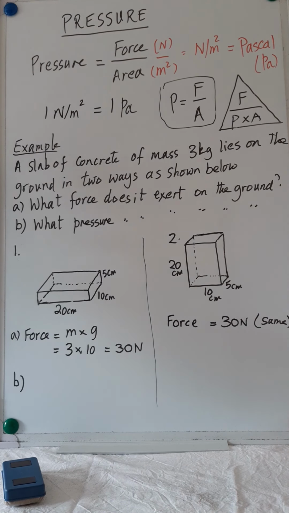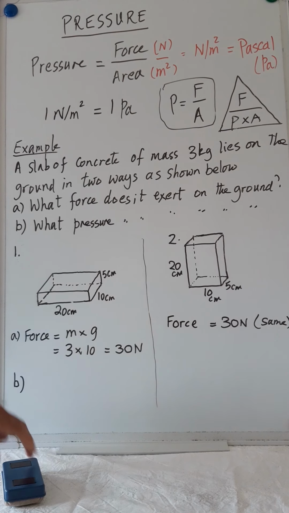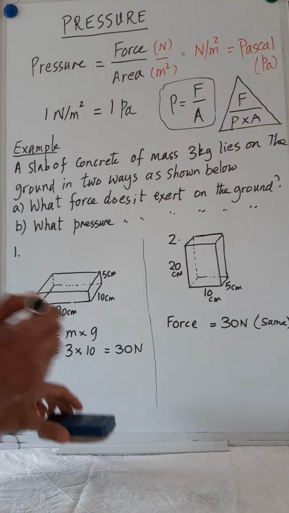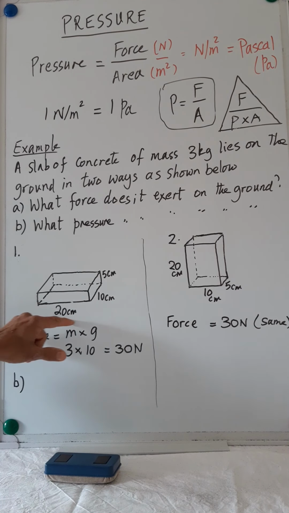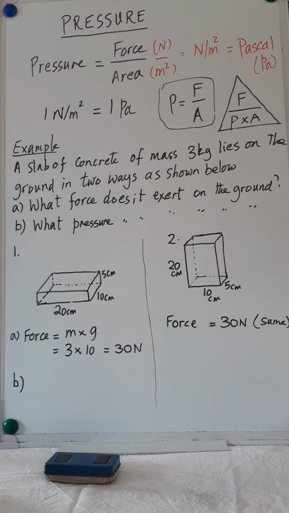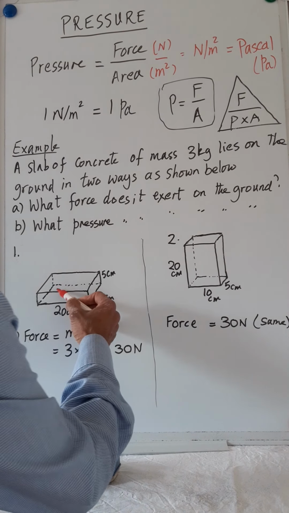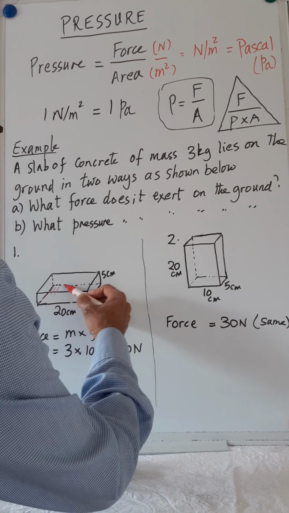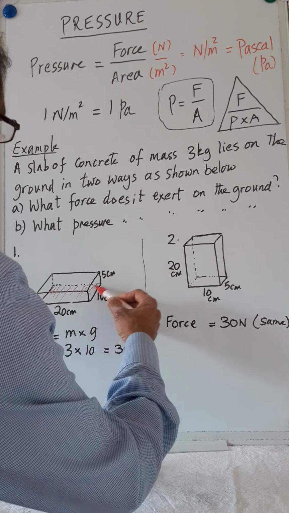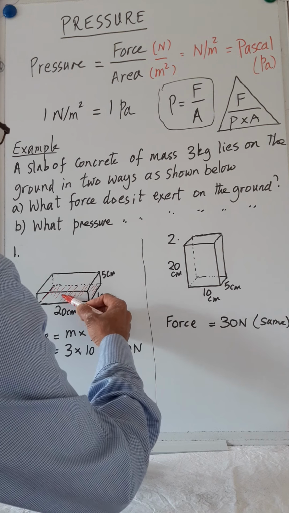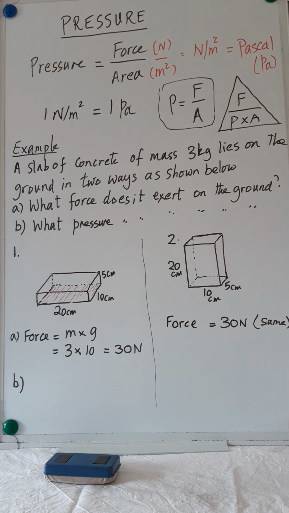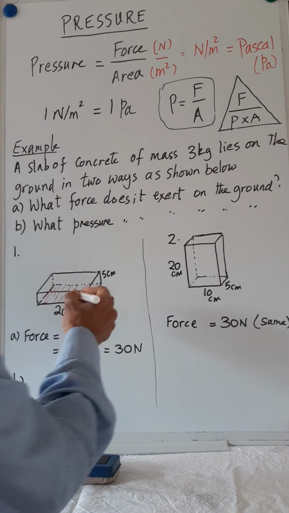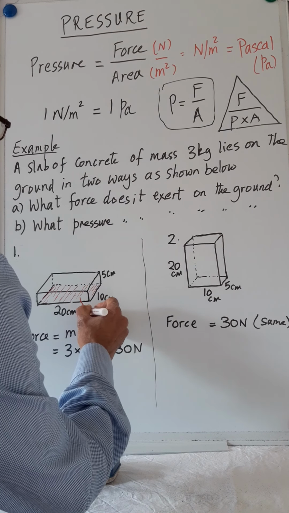If we consider a slab of concrete of mass 3 kilograms, which lies on the ground in two different ways, okay? Once it's lying flat like this, with the largest side on the ground. So in contact with the ground is this area. This is the area that is in contact with the ground.